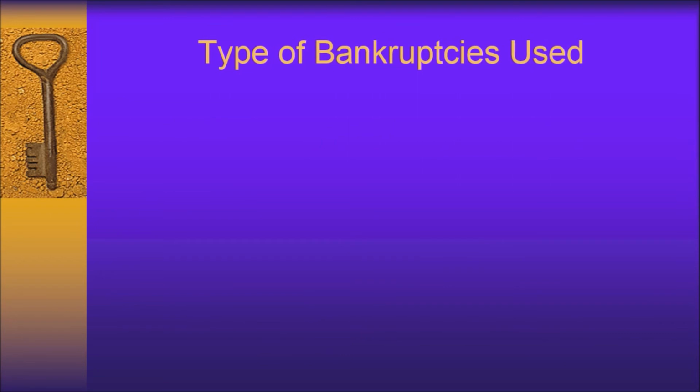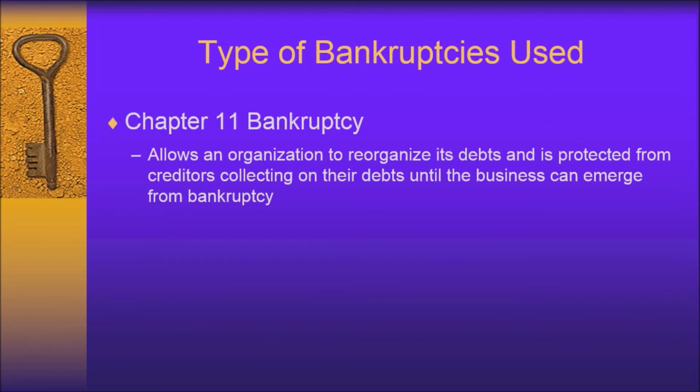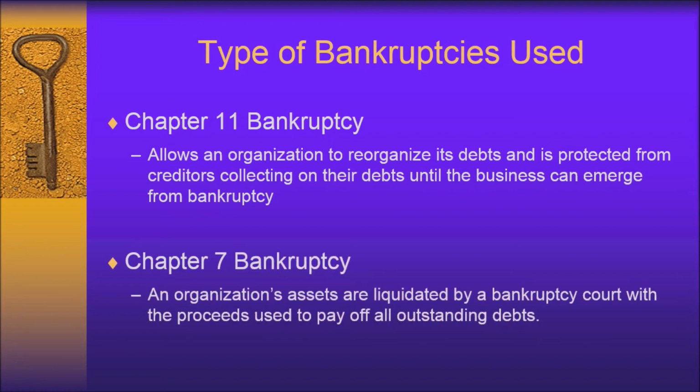Types of bankruptcies used. Chapter 11 bankruptcy allows an organization to reorganize its debts and is protected from creditors collecting on their debts until the business can emerge from bankruptcy. Chapter 7 bankruptcy: an organization's assets are liquidated by a bankruptcy court, with the proceeds used to pay off all outstanding debts.